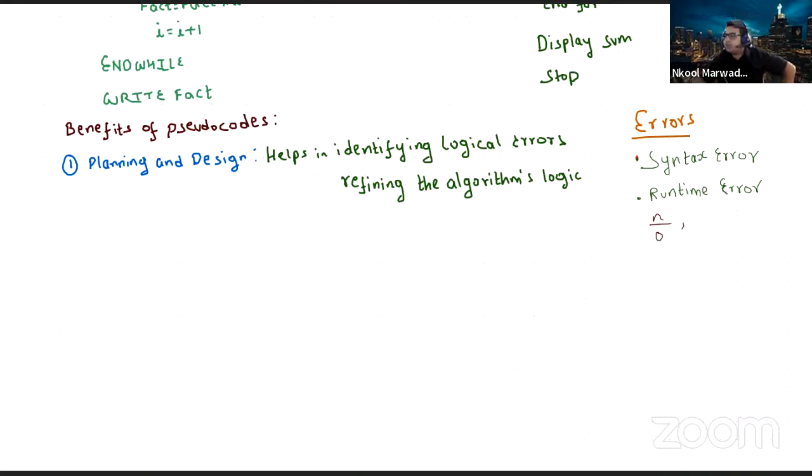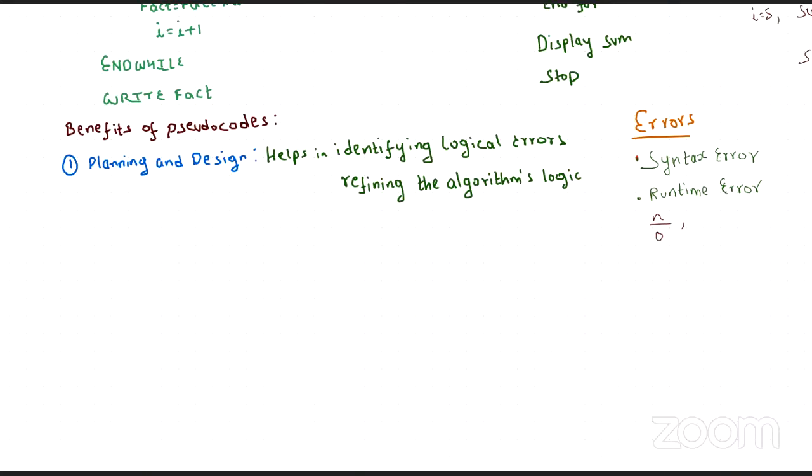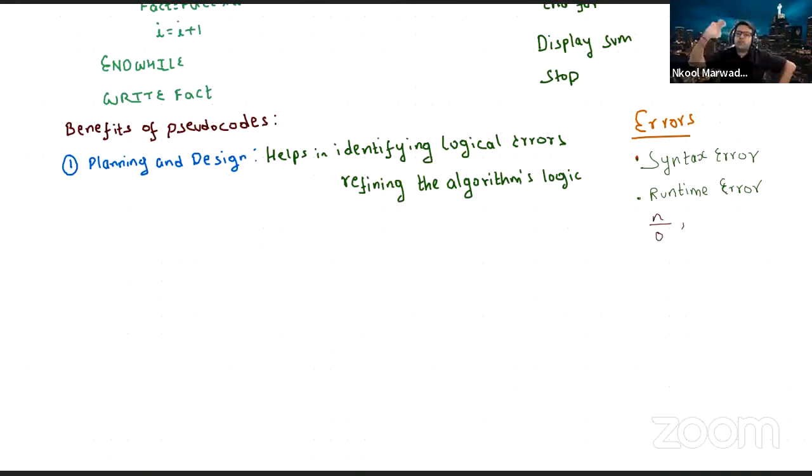Or sometimes, let us suppose we are writing a code which involves some network communication. Some communication is involved, but unfortunately we are not connected to Wi-Fi.